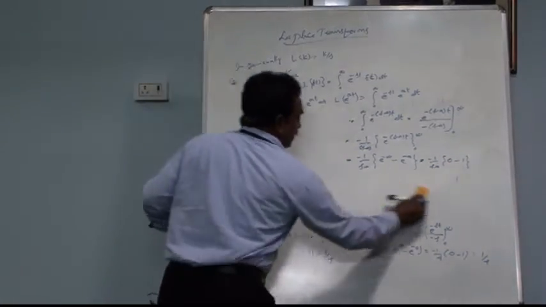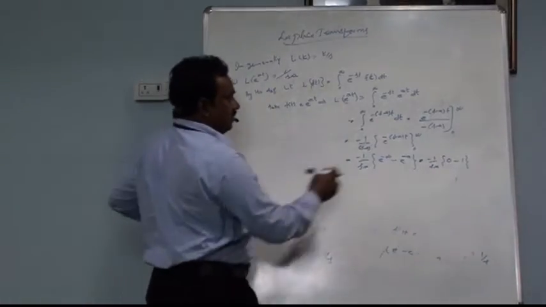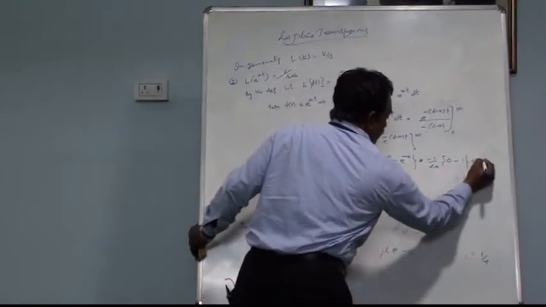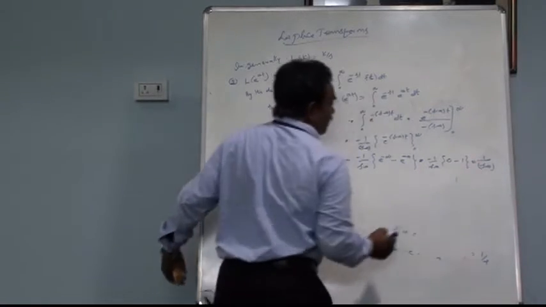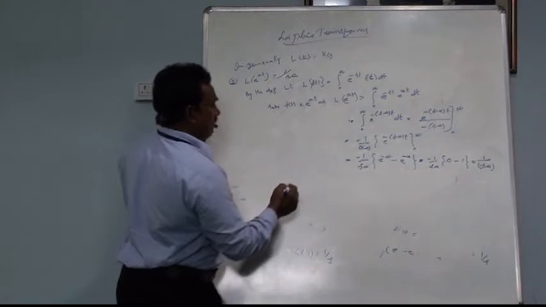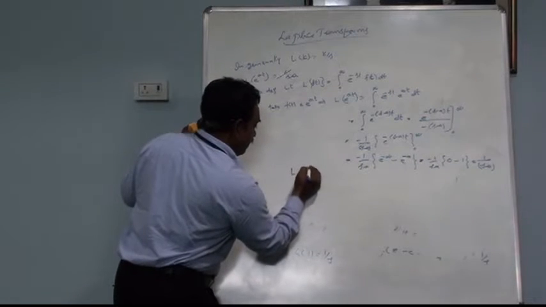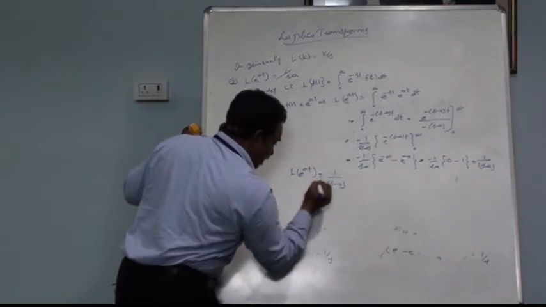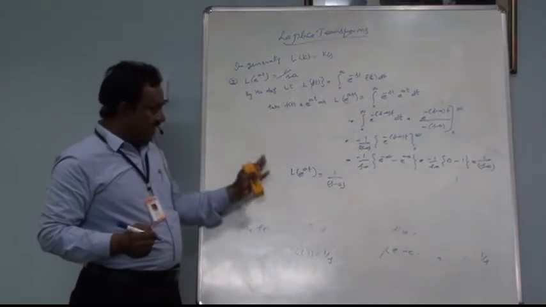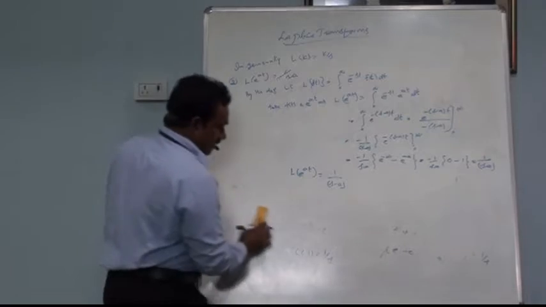So, after simplifying this, minus minus becomes plus 1 by s minus a. So finally, we get L of e power at is equal to 1 by s minus a. This is one result: L of e power at equal to 1 by s minus a.